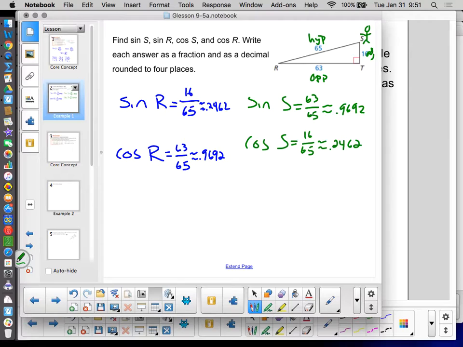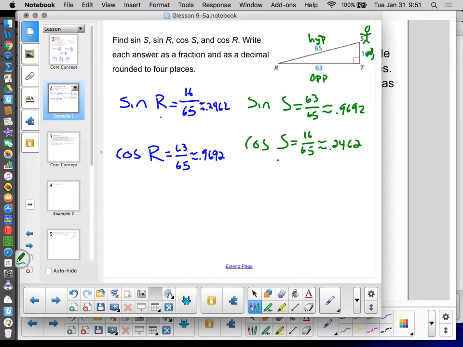So a couple things I noticed pretty quickly. R and S are complementary angles. They add up to 90. They have to, because that's how many degrees are left in the triangle after we take away the right angle. And I notice that the sine of R is the same as the cosine of S. The sine of R is the same as the cosine of its complement. And the sine of S is the same as the cosine of its complement. So we have a relationship between sines and cosines within a triangle.